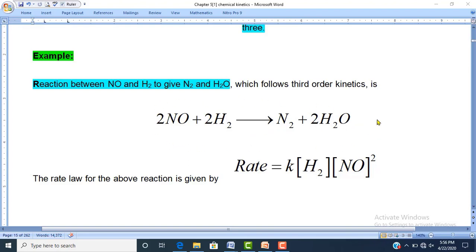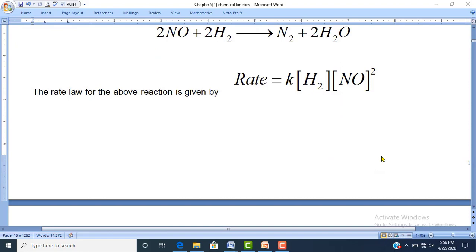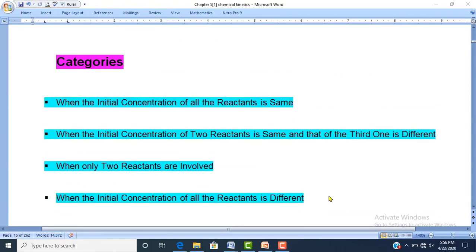Apparently, this reaction looks like the order should be equal to 4, but in actual practice, by experimentally found value, the order of this reaction is 3 because the rate for this reaction is equal to rate constant k into active mass of hydrogen into active mass of nitric oxide raised to power 2. So the sum of the exponents here is 1 plus 2. So the order of this reaction is equal to 3. With reference to the categories, there are 4 categories of the third order reaction.